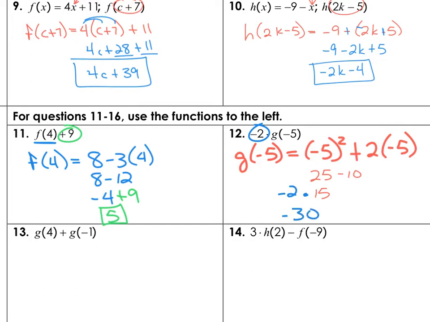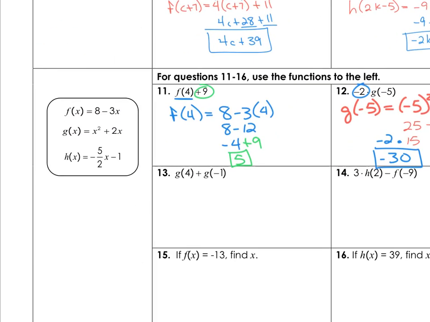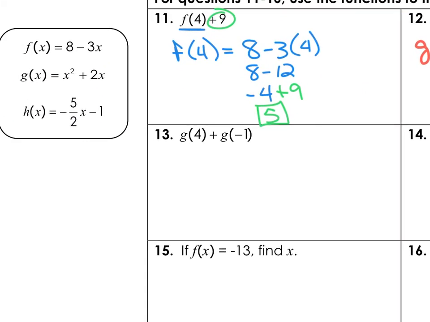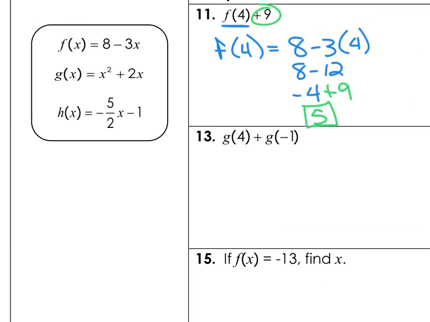Okay, so I tried to write it similarly to the way they had it at the very beginning of the problem. But the answer is negative 30. But you take care of the function first before you add or subtract anything to it. Now, what we're going to do with 13 is evaluate both of them, and then we're going to add them together. Okay, so it's g of 4.